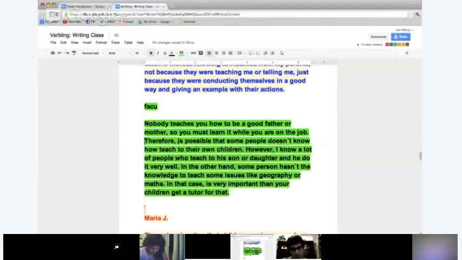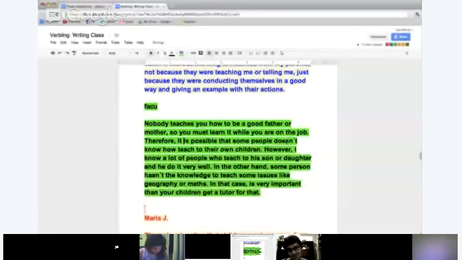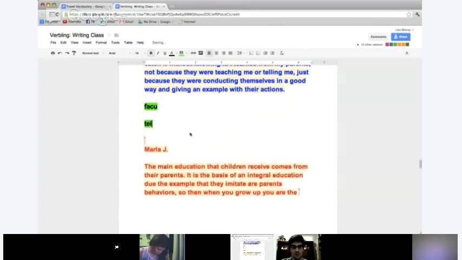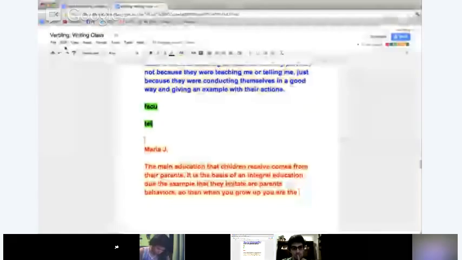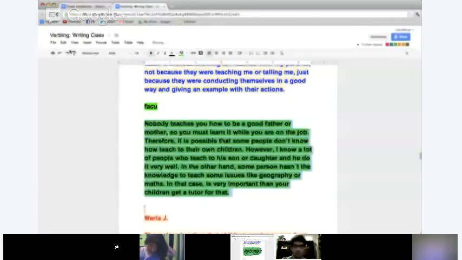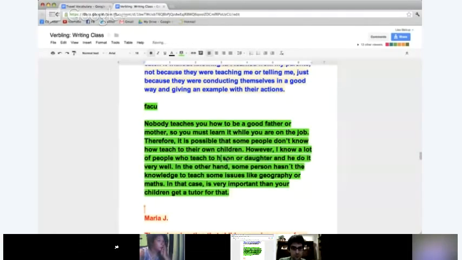Okay, therefore, it is possible that some people don't know how to teach their own children. However, I know a lot of people who teach their sons or daughters. Or you do it by instinct. Yes. Daughters, right? You do it by instinct, and they do it very well.